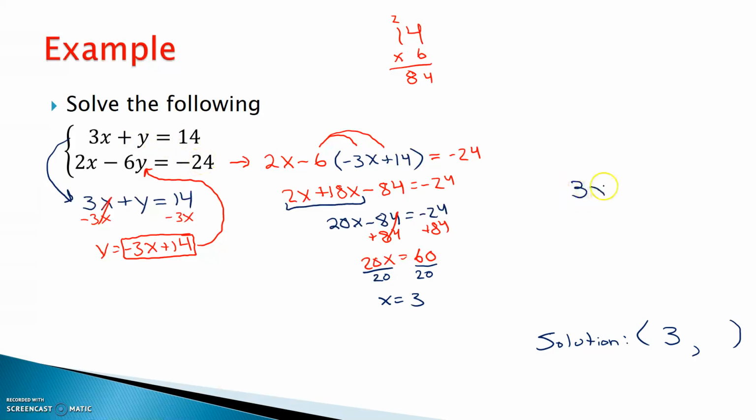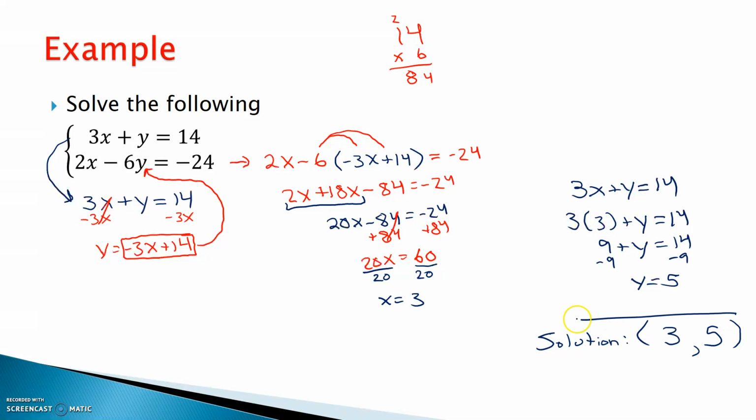So I have 3x plus y is equal to 14. If this is the x value, it better go in the x spot. 3 parentheses 3 plus y is equal to 14. What's 3 times 3? That is 9. 9 plus what is going to give us 14? Okay, some of you guys can already see it. That's going to be 5. If I subtract 9 from both sides, I get y is equal to 5. My solution is 3 comma 5.